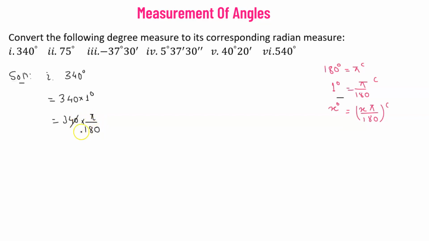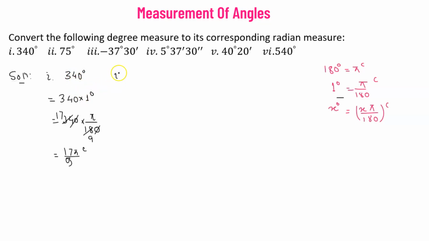Fine. So we can cancel out the 0. Then we have 2 times 9 is 18, 2 times 17 is 34. So finally we get 17 pi over 9. So this is how we can convert 340 degrees into radians. So 17 pi over 9 radians is the same as 340 degrees.